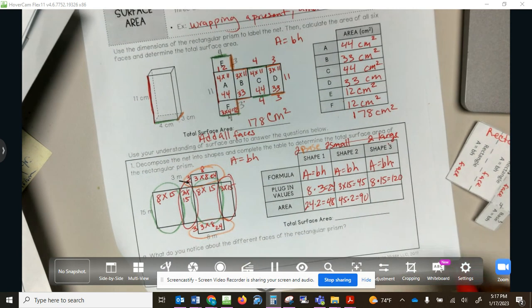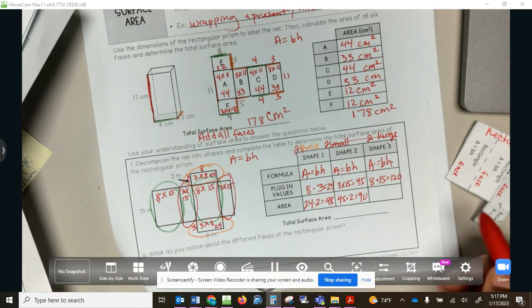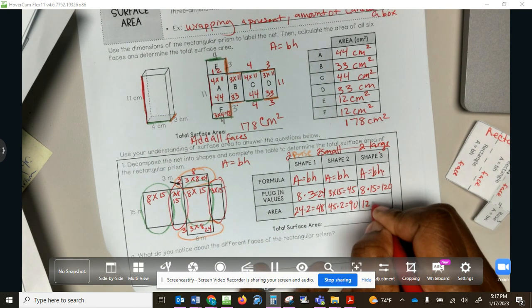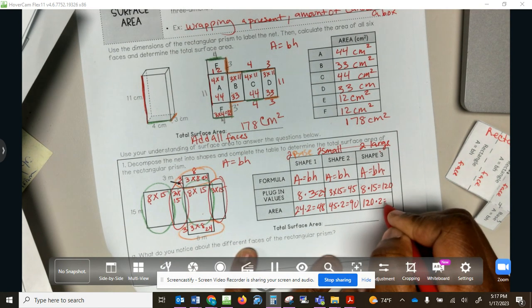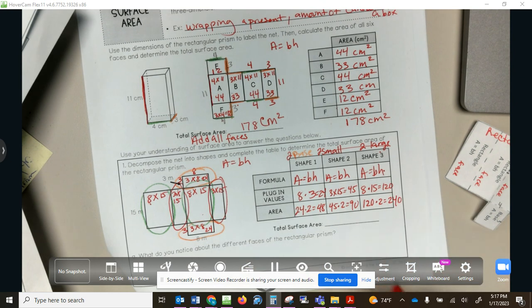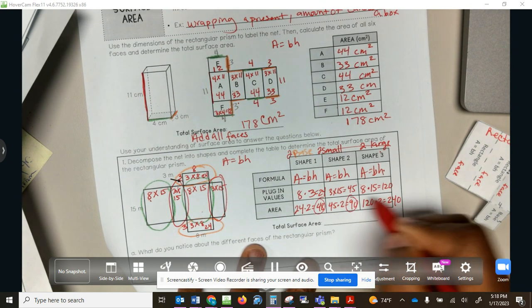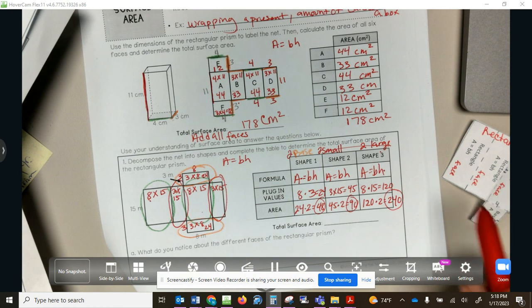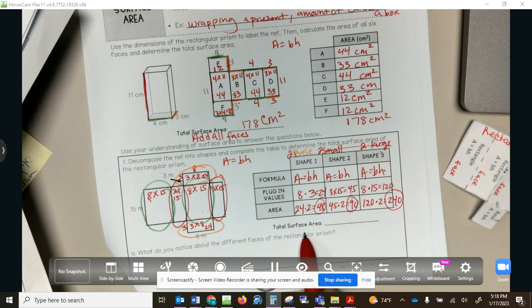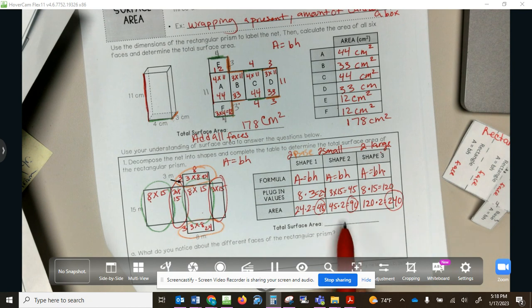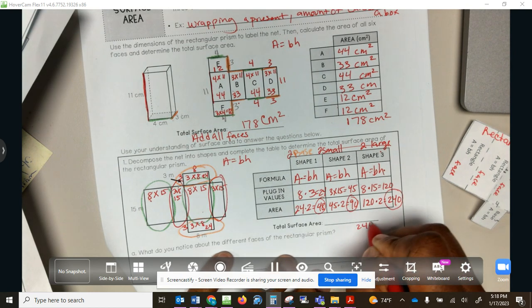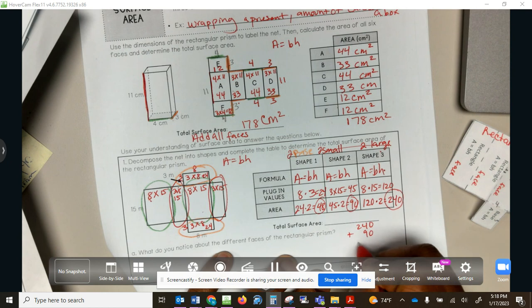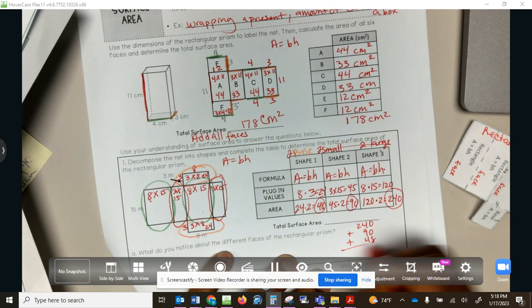That's 120. And so when I already have 120, remember, it's 2 of those. So 120 times 2, that's going to be 240. So now I have these 3 numbers. I can go ahead and find the total surface area by adding them up. So I can say 240 plus 90 plus 48.